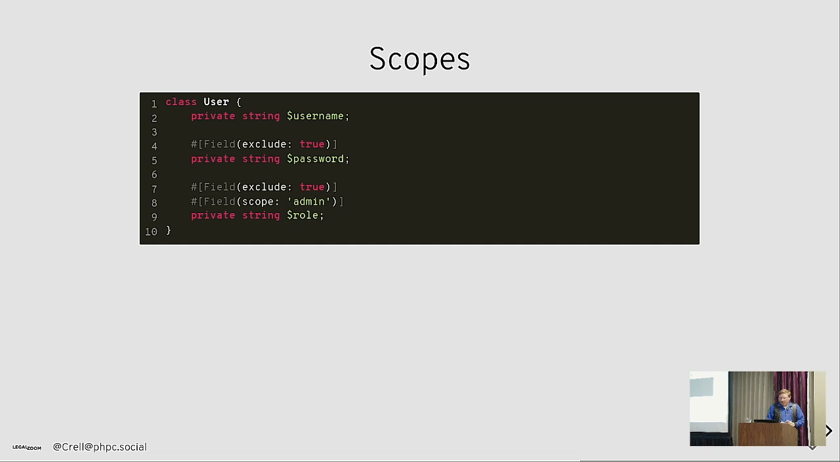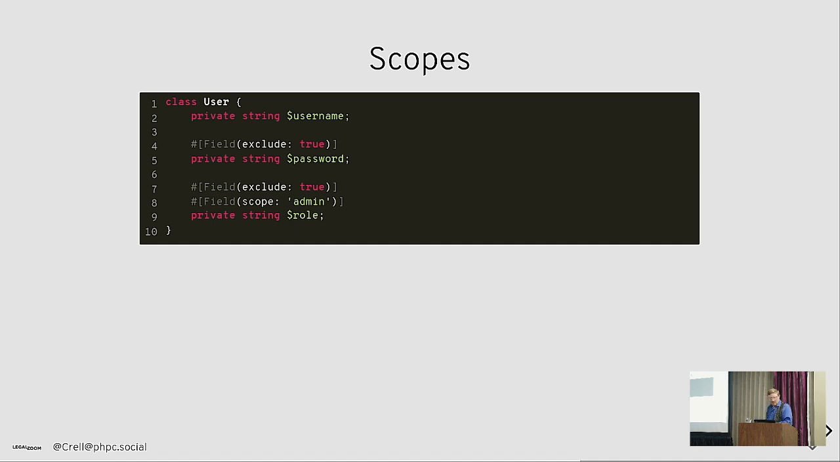Last major feature I want to talk about is scopes. Who's used serialization groups in Symfony Serializer? One person? OK. Same basic idea, but this is done generically. So this works. This is in attribute utils. So the same logic can be used in any library that's using attributes if you want.